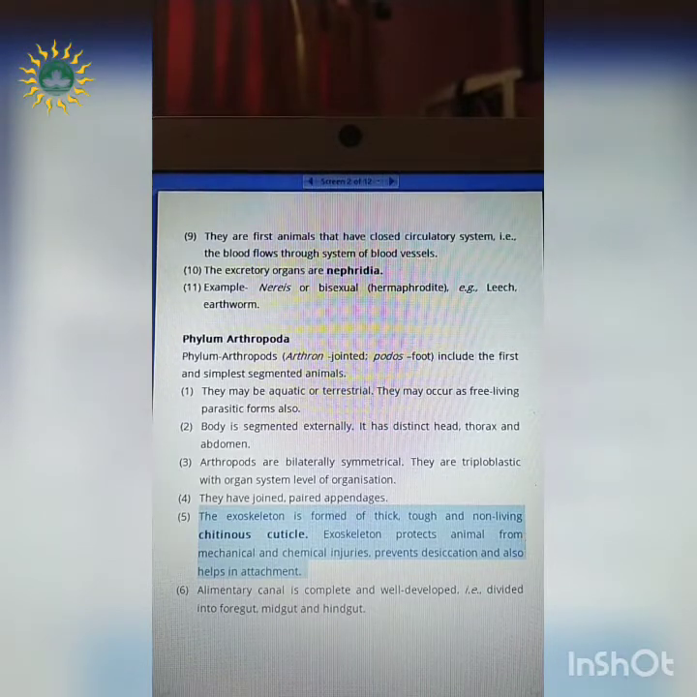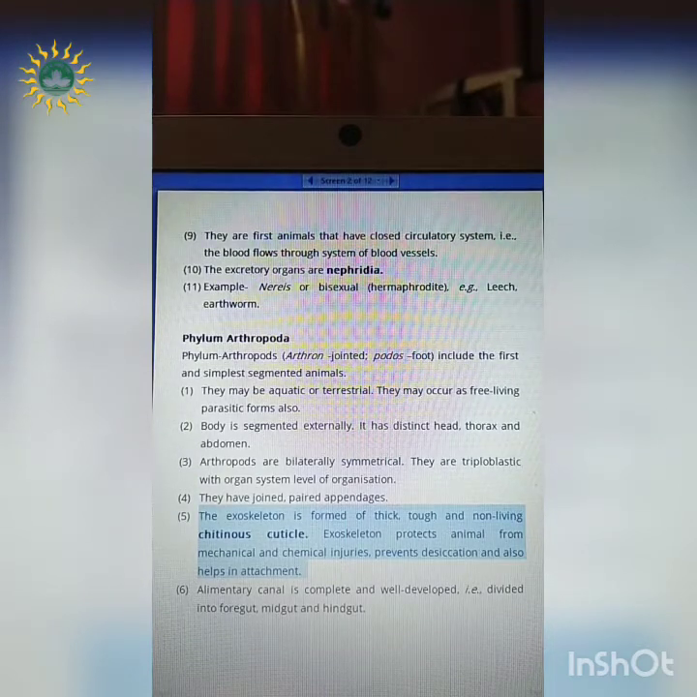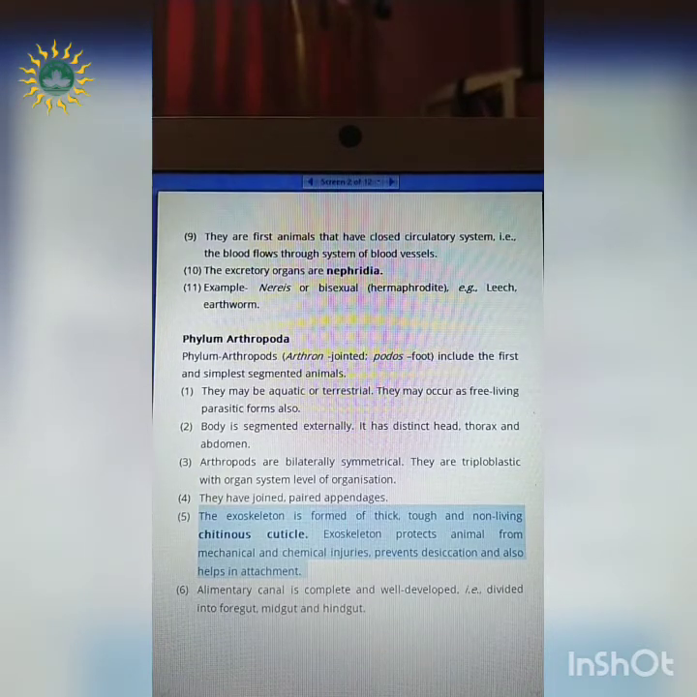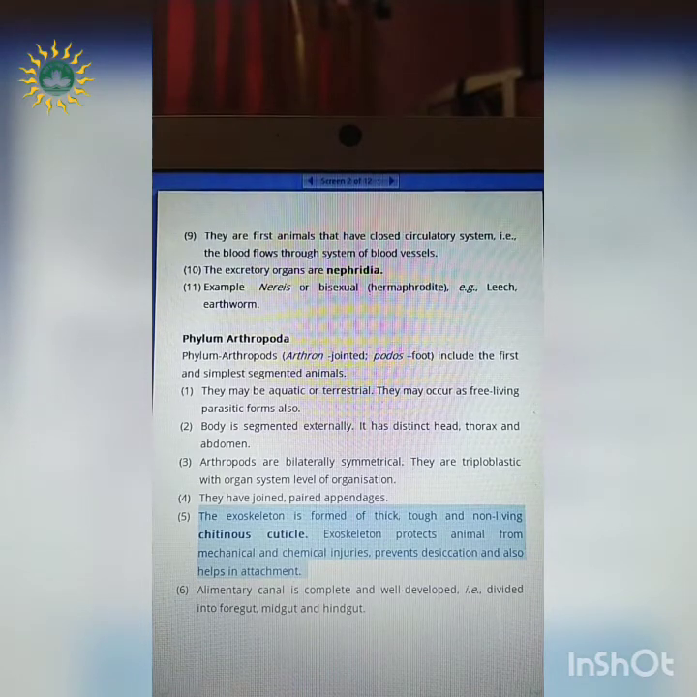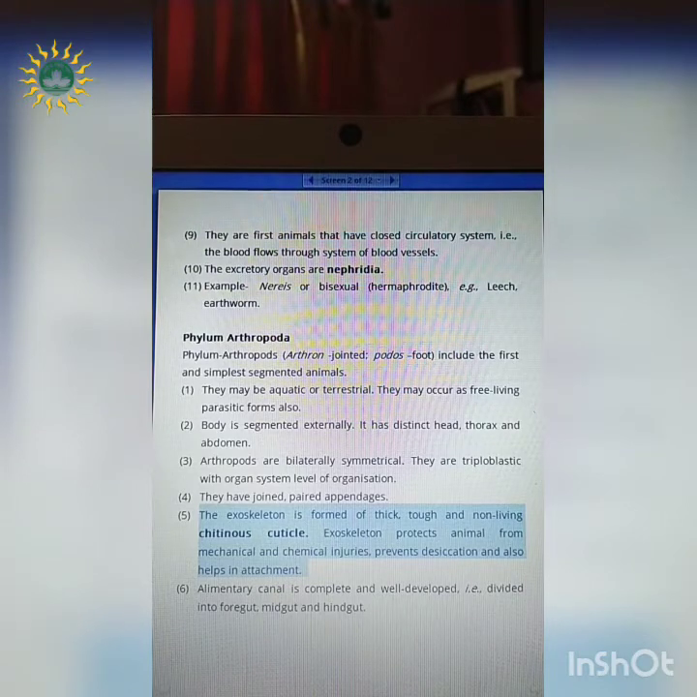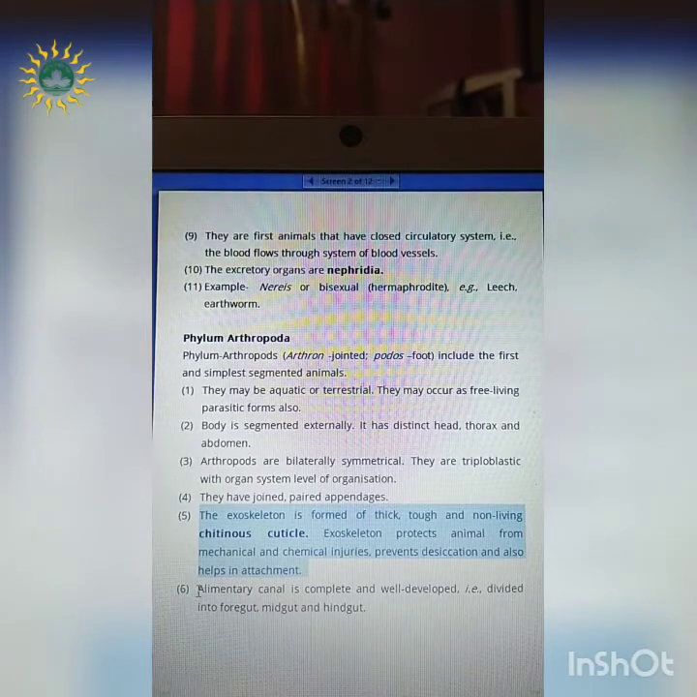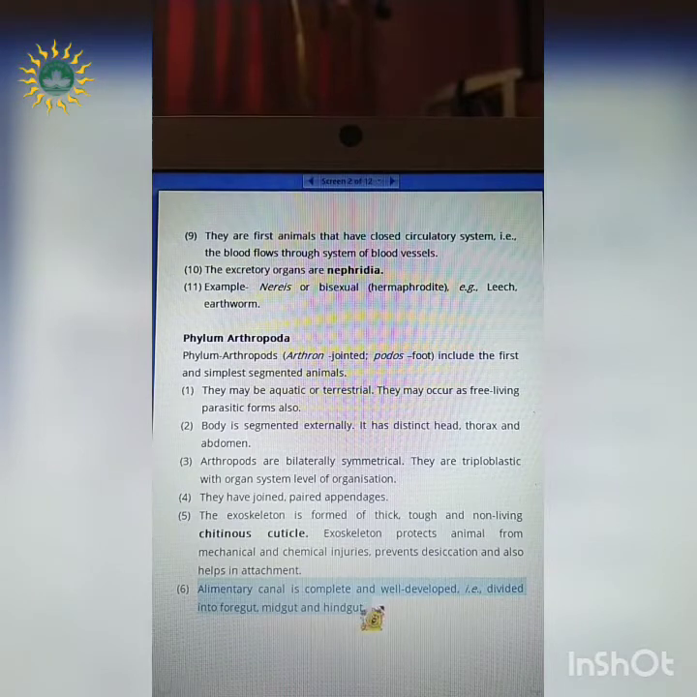So the exoskeleton which is present is very thick, tough and non-living. And why chitinous cuticle? Because chitin is present, which helps in the rigidity of the exoskeleton. So this exoskeleton helps in the protection of the animal, in preventing desiccation, and also helps in attachment. The alimentary canal present in these organisms is complete and well developed and is divided into 3 guts: foregut, midgut and hindgut.